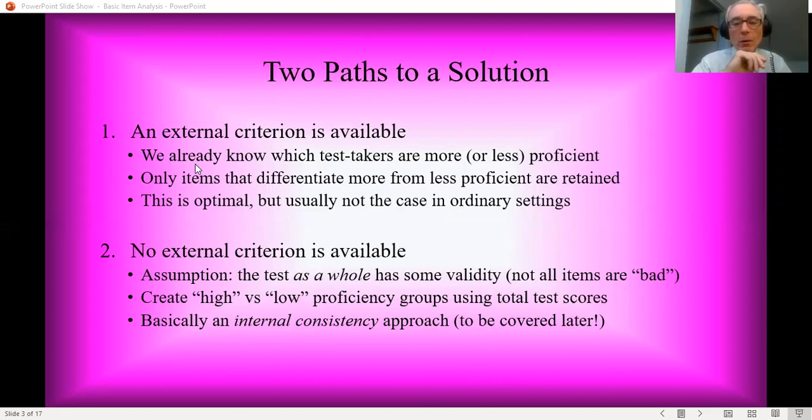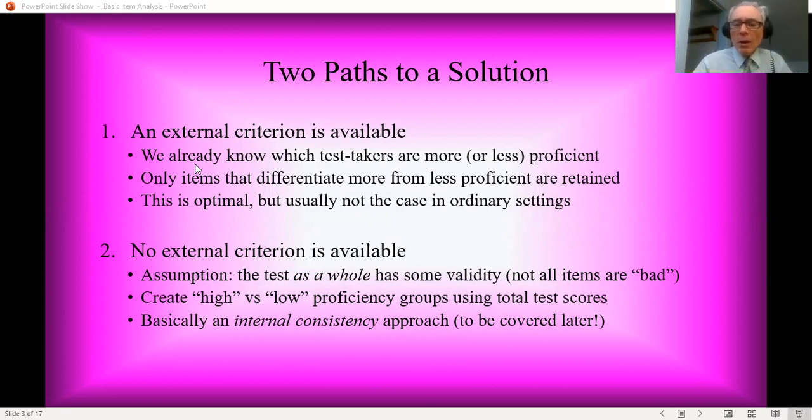Now, here we have to make a little bit of an assumption. We're going to assume that the test you created is not complete garbage. That on the whole, if there are, say, 40 questions on your test, the sum of those 40 items does to some extent differentiate the more from the less able students in your class, or whatever it happens to be. So what we're going to do then is to create high and low groups, a group of those who are thought to be highly proficient, a group of those thought to be very weak in the subject, using the test scores.